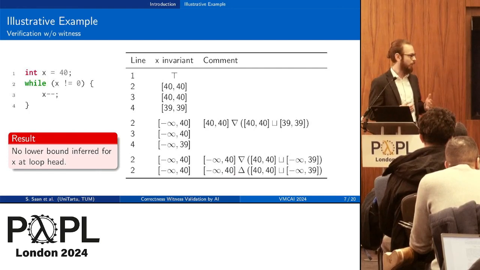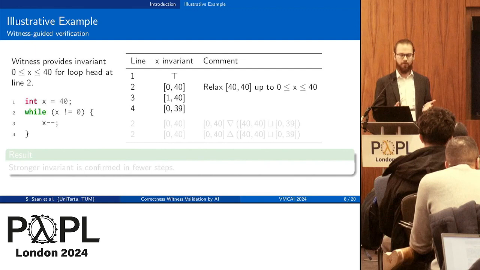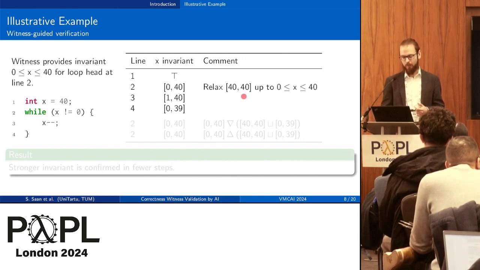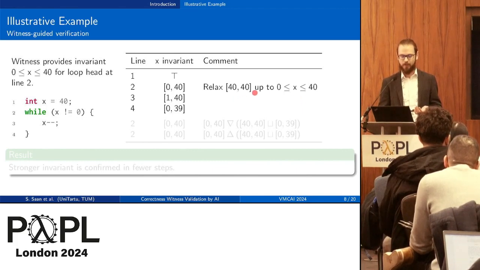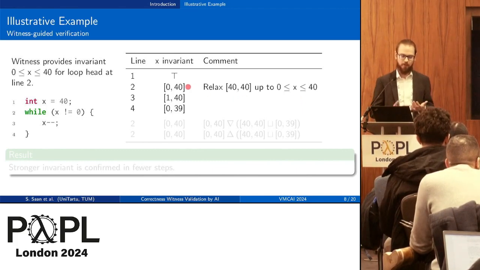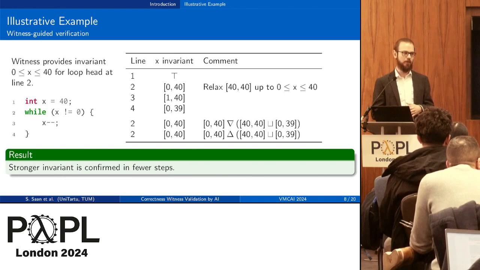And we have no lower bound for this x. But now suppose we have a witness which gives us this invariant that x is between 0 and 40 at the loop head. How can the abstract interpreter benefit from knowing this? Well, in our technique, when we first reach this loop head, we reach it with this interval from 40 to 40, and what we want to do is relax this abstract value according to the invariant expression that we were provided into a less precise one, in this case the interval from 0 to 40, and then continue interpreting the program. And then we see that we reach a fixed point in a single iteration.